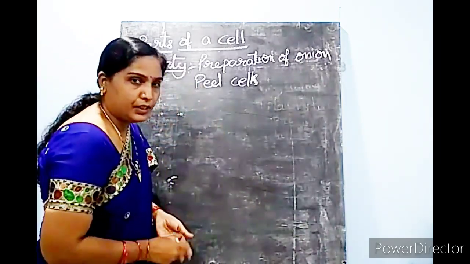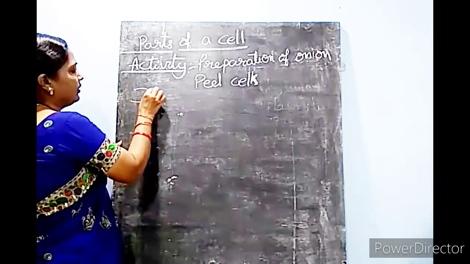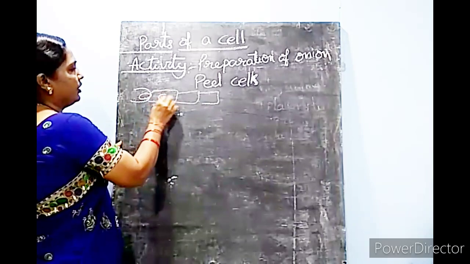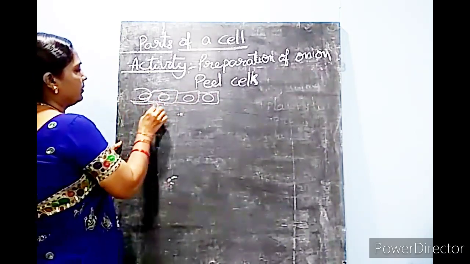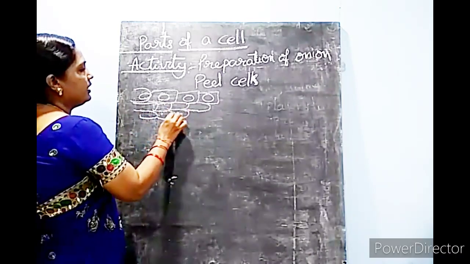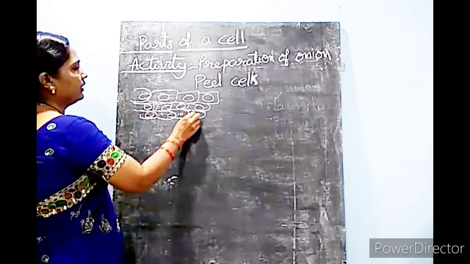So you can observe structures like this. You can find these structures when you look under the microscope, and these are nothing but the cells present in the onion peel.